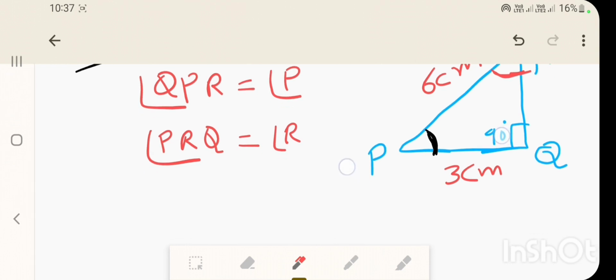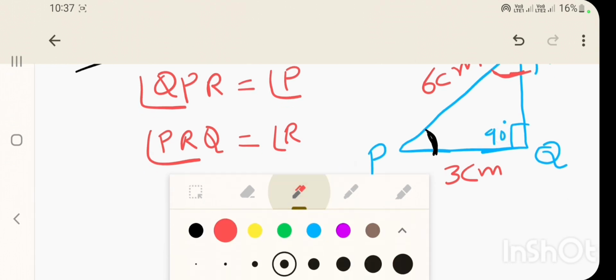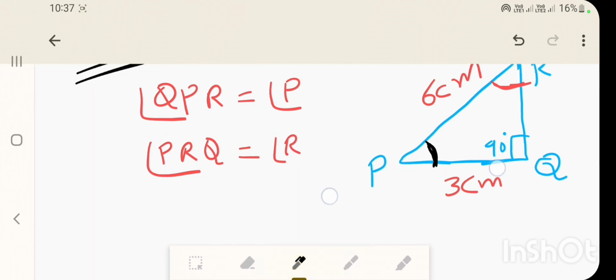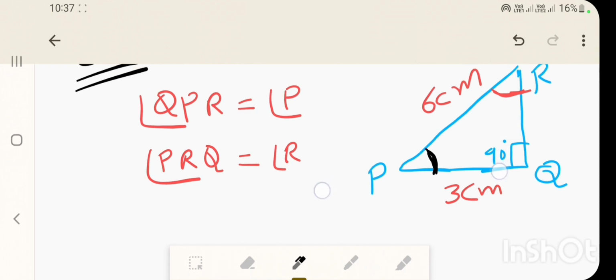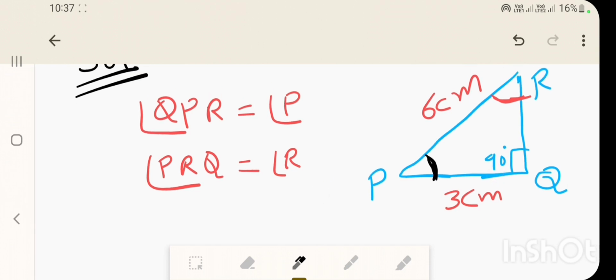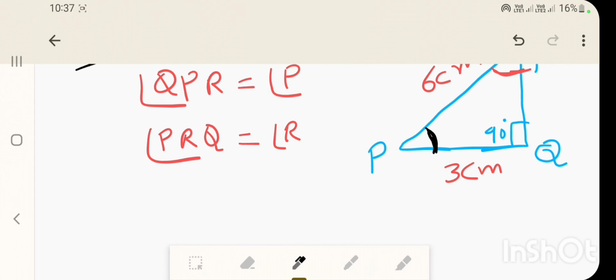So how can we calculate? Just think for 5 seconds. Pause the video and try to solve it on your own. If you are able to do that, that is very good. If you are not able to, now you watch.